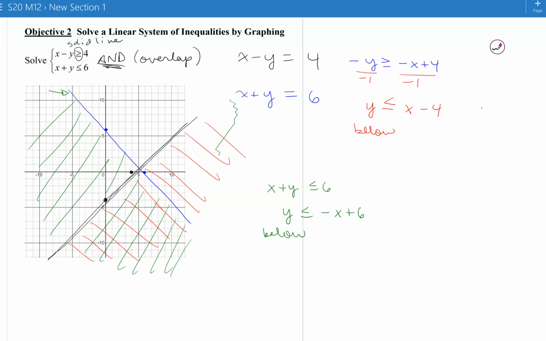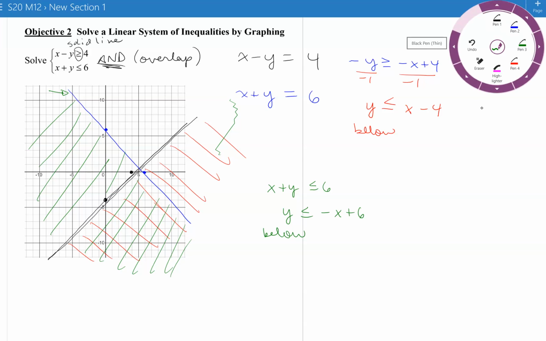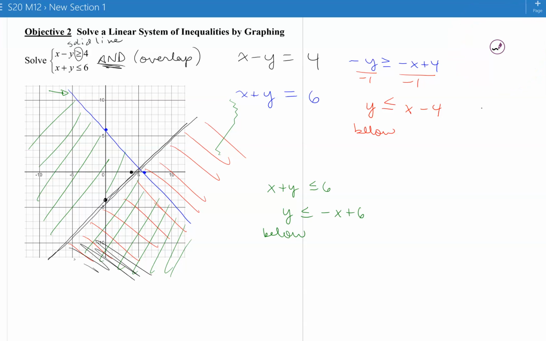So the part that's shaded green and red, that's the solution set. I want to see all of your shading, and then I want you to emphasize for me which part is the solution set. So where it's double colored, that's the solution set.